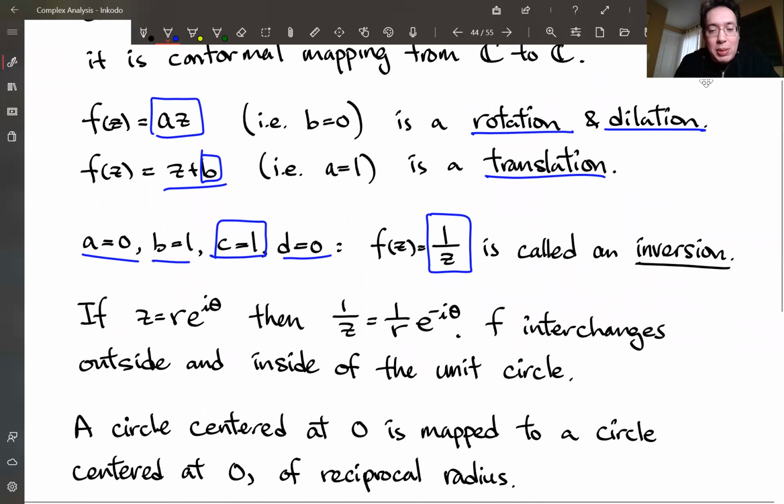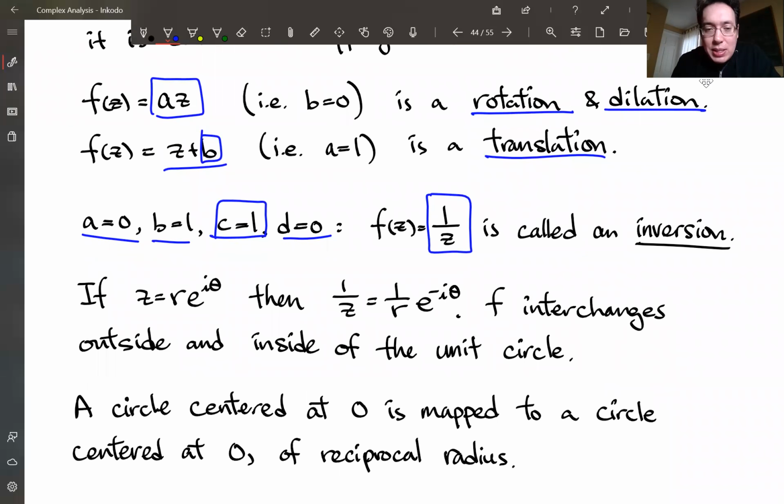So probably the easiest way to see it is to look at the polar coordinates. So 1 over z is going to be 1 over r. So the modulus is the reciprocal. And the argument will be negative. So if e to the i theta is in the denominator, that's the same thing as e to the negative i theta. So the argument will reverse orientation, right? So counterclockwise turns into clockwise.